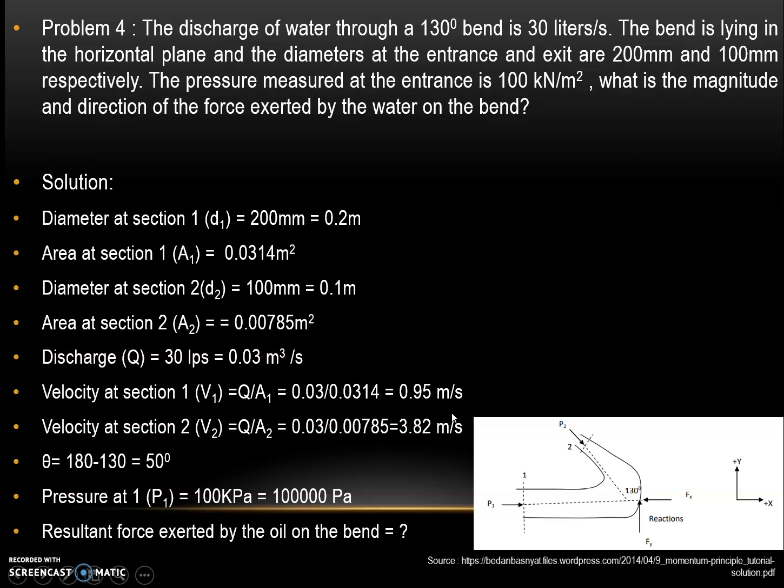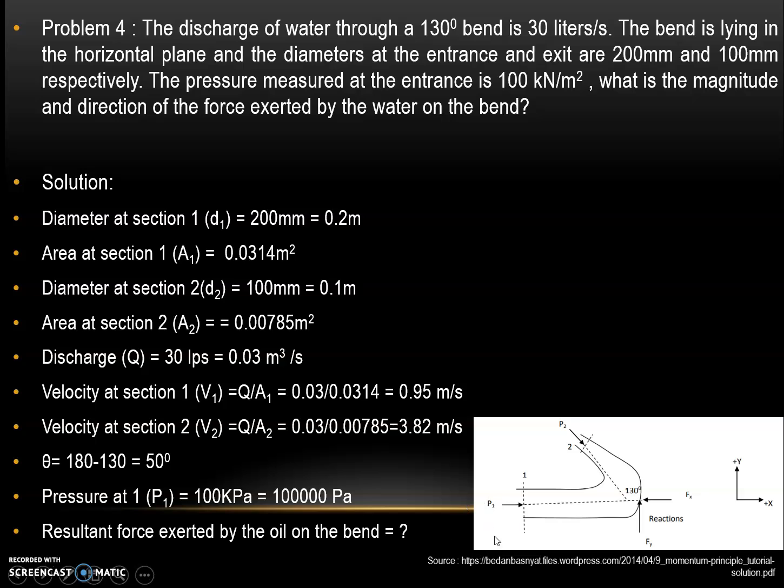So the given data are diameter at section 1 d1 equal to 200 mm, which is equal to 0.2 meter. So area at section 1 will be pi by 4 d1 square, which is equal to 0.0314 square meter. Here diameter of the pipe is decreasing from section 1 to section 2. So diameter of section 2 is 100 mm, which is equal to 0.1 meter, and A2 will be equal to pi by 4 d2 square, which is equal to 0.00785 square meter. Discharge Q is equal to 30 liter per second, which is equal to 0.03 meter cube per second.